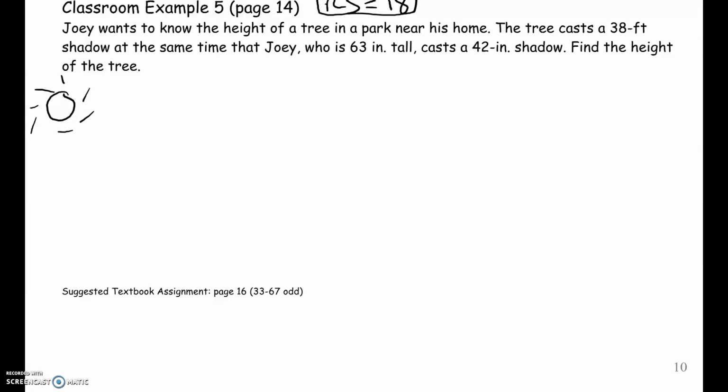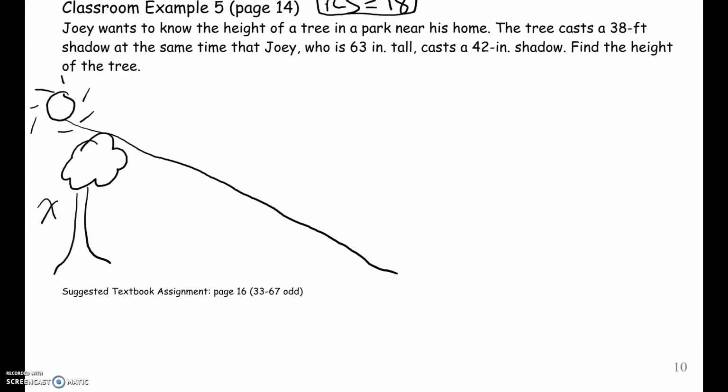Of course the sun must be shining in order to have some shadows cast. So here's my tree. I'm going to label the height X because that's what I want to find. Then the sun is shining on the tree, which is casting a shadow. So it makes a nice right triangle here. Now the shadow is, how long is the shadow? 38 feet. So from the center of the tree over is 38 feet.